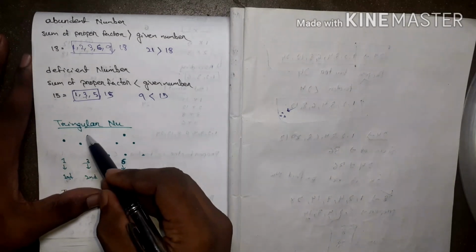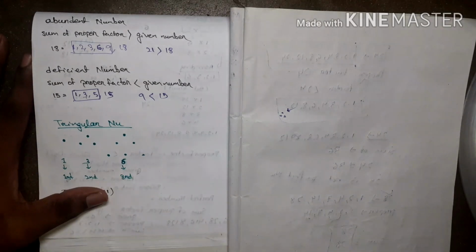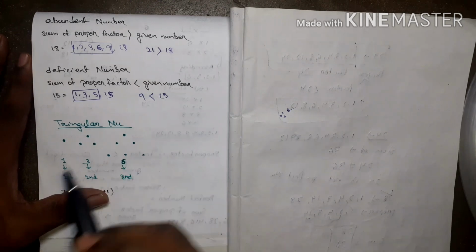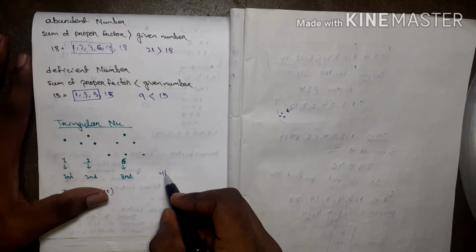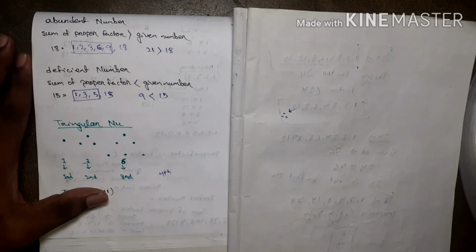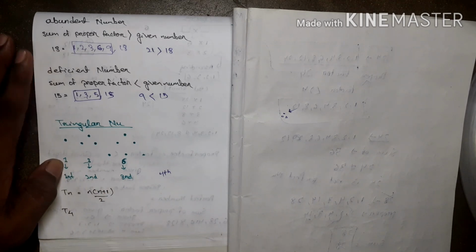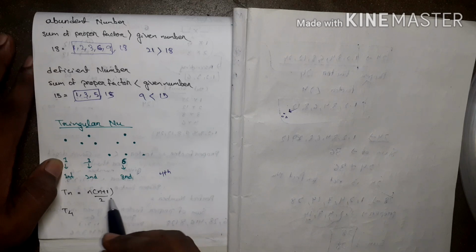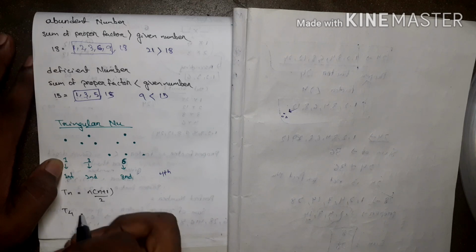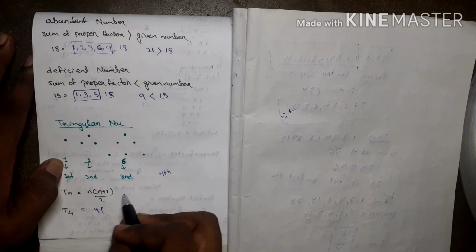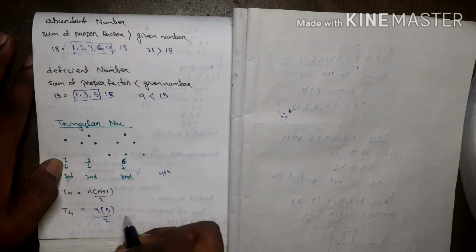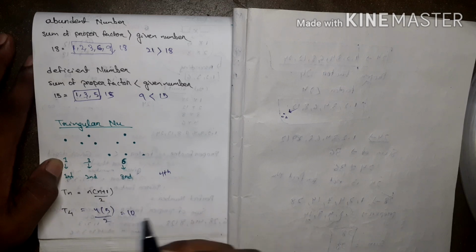For the second, 3 points are required. Then for the third, 6 points are required. In the fourth, how many? Then there is a formula. What is the formula? n into n plus 1, by 2. For T4, 4 into 4 plus 1, that is 5, by 2, equals 10. So 10 points are required.